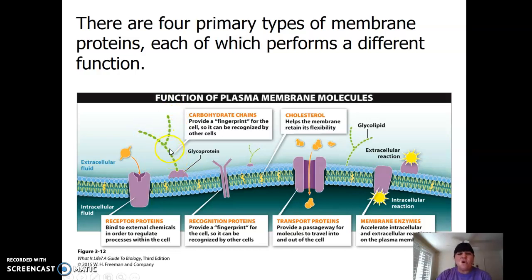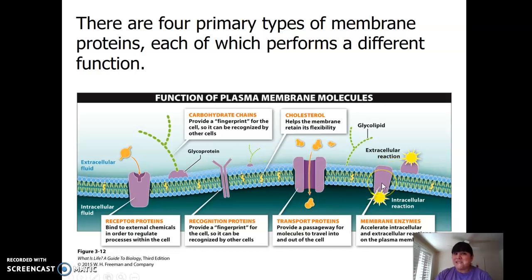So these carbohydrates, we've heard that word before, and the recognition proteins, again, for cells to recognize other cells. Cholesterol, that helps with membrane flexibility. You hear about cholesterol, and people are like, cholesterol's so horrible, but it's not. Okay, it's just when there's too much, that's when it is.